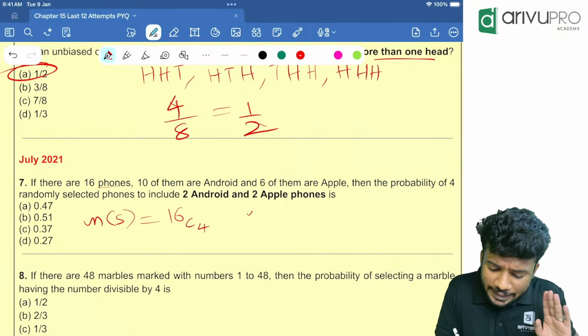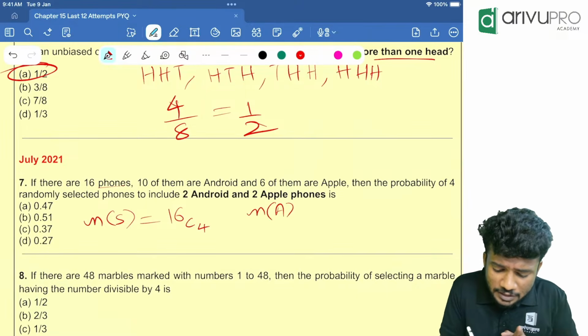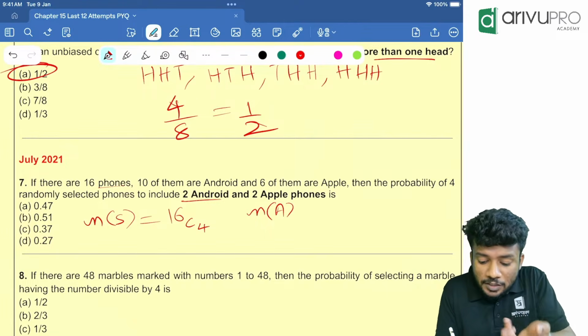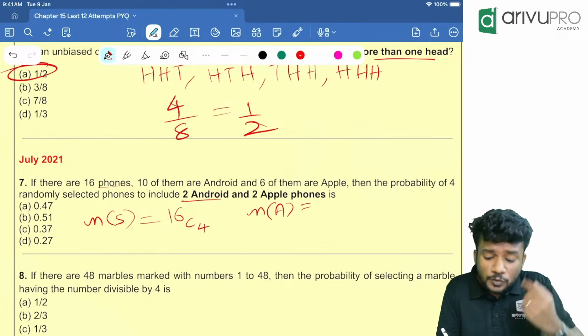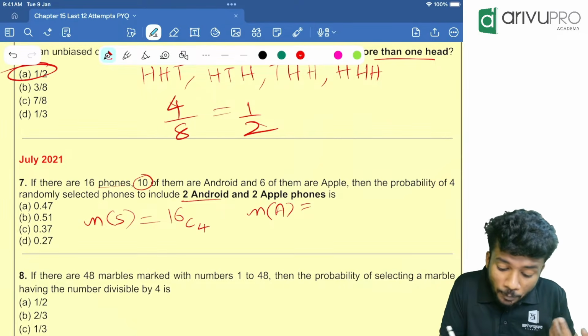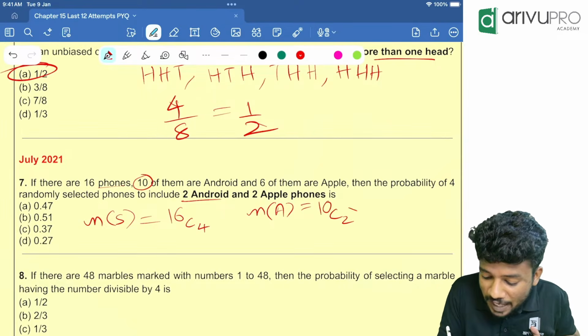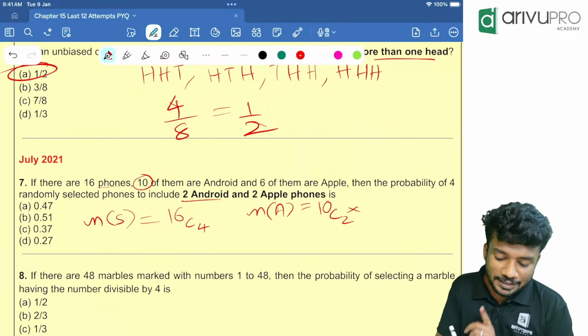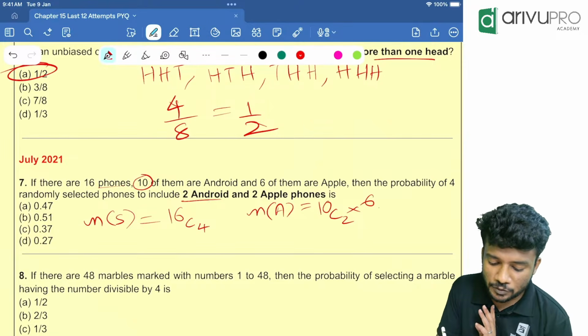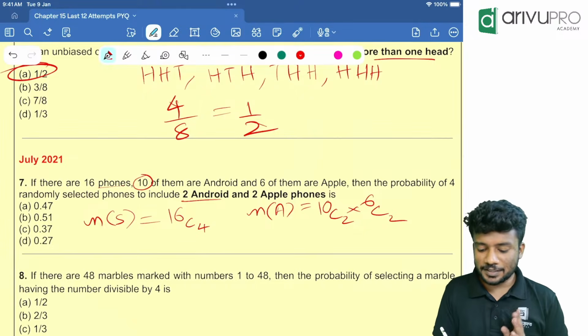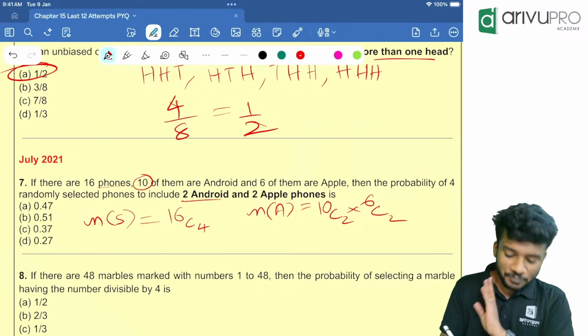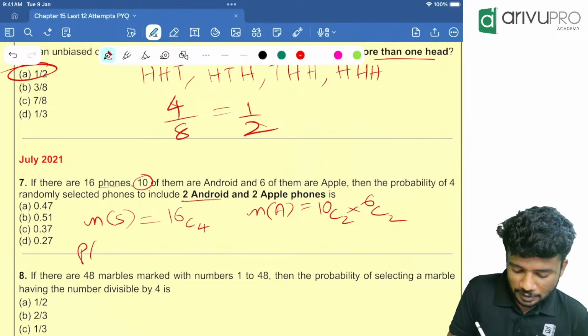Then n of A is how much? The condition is 2 Android and 2 Apple. So how can I choose 2 Android phones? From 10 Android phones, I am choosing 2, and means multiplication. Then from 6 Apple phones, I am choosing 2. That means 10C2 into 6C2. Now you tell me P of A is nothing but what?